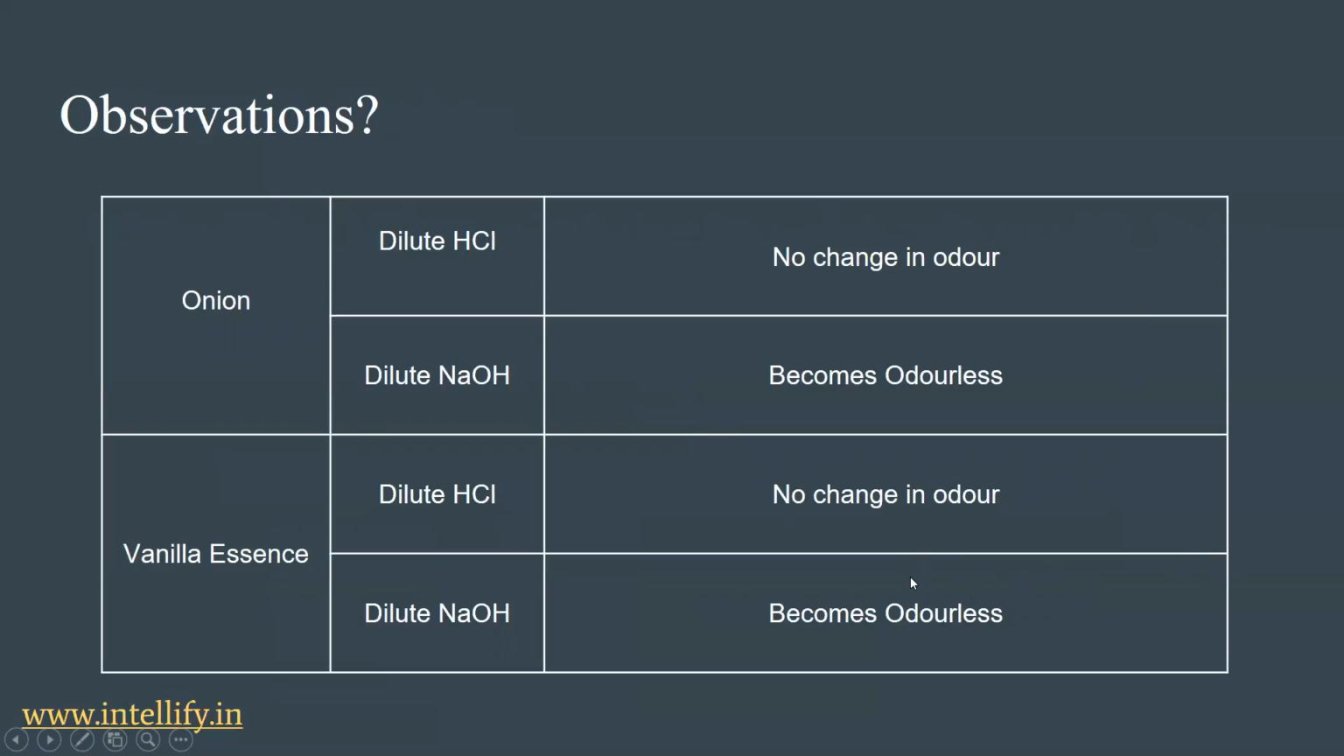These are the observations. In the onion-treated cloth, if you add dilute hydrochloric acid, there will be no change in odor because onion is acidic in nature. That is, the essence contained in onion is a type of acid. But when you add dilute NaOH, it becomes odorless. The same reaction happens in the case of vanilla essence. Let me know after you test the same with clove oil and what the conclusions are.